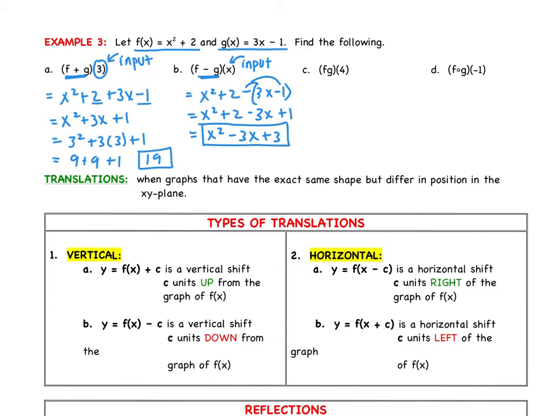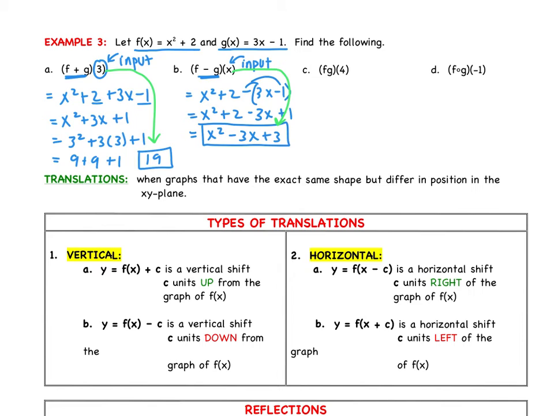One thing I want to point out to you, if your input is a number, like in A, your output should also be a number. If your input is x, your output should be in terms of x. So always make sure that that's the case. In C, our input is a number, our output should be a number then. In D, our input is a number, so our output should also be a number.